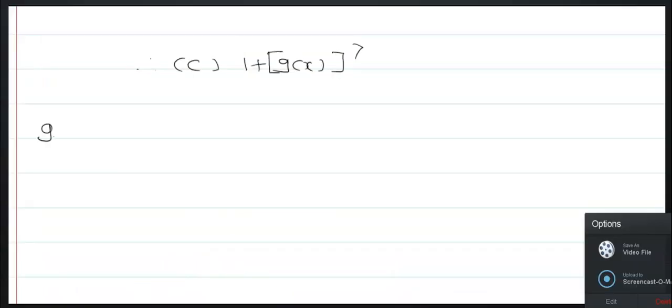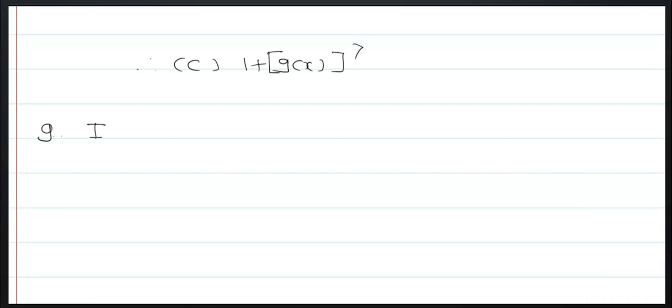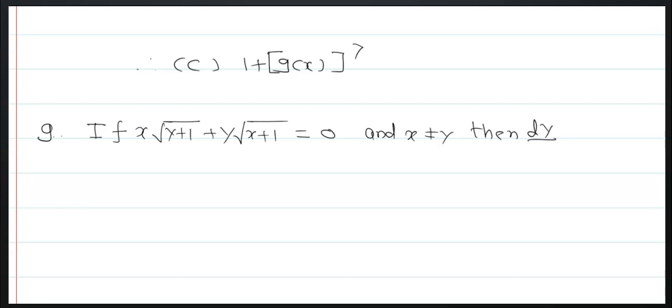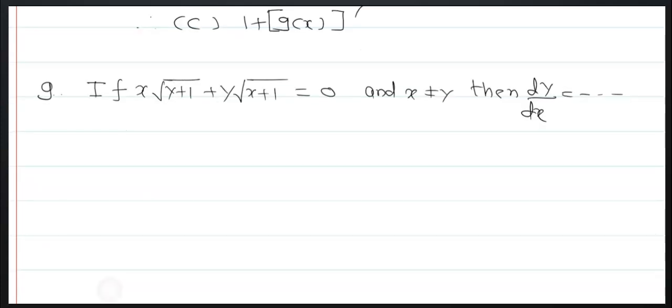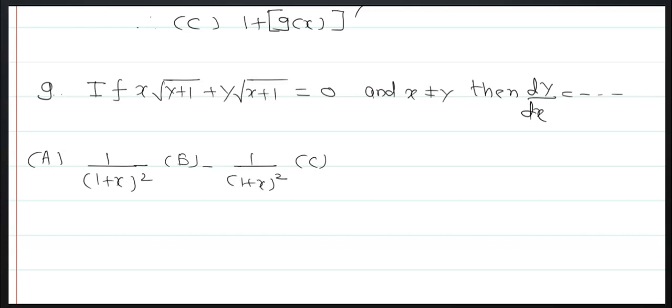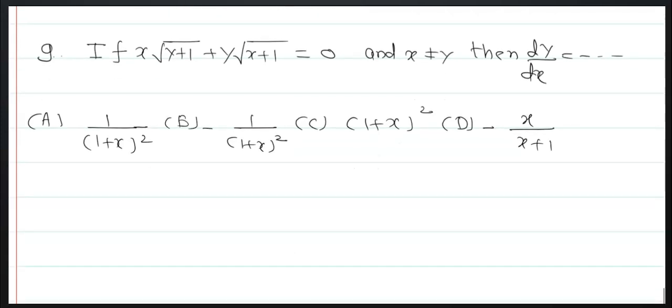Now the next is, if x root of (x plus y) plus (x plus y) root of (x plus 1) is equal to 0 and x is not equal to 0, then dy by dx is equal to: option b, minus 1 upon (1 plus x) squared; c, 1 upon (1 plus x) squared; and d, minus x upon x plus 1.